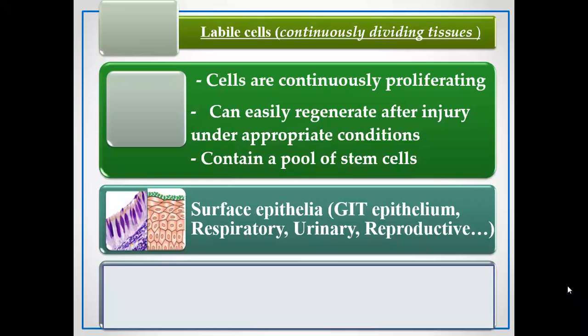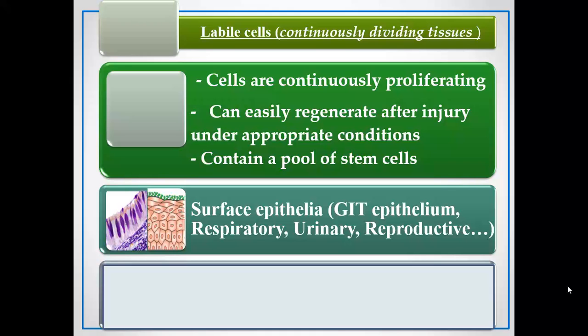Now, back to the types of cells. What are the labile cells? They are the continuously dividing tissue, usually in the G1 phase, as I told you before. The cells are continuously proliferating and can easily regenerate after injury, as long as the extracellular matrix is preserved and not disrupted.